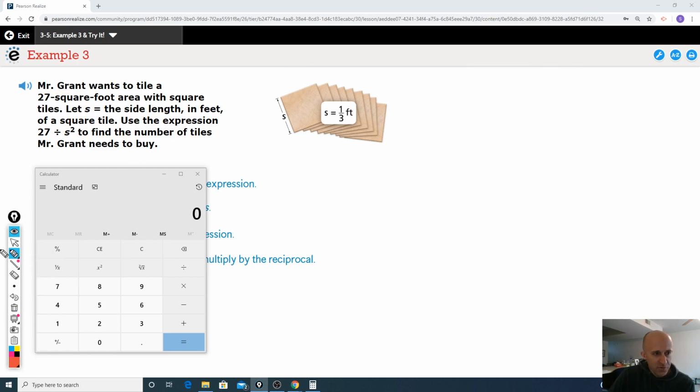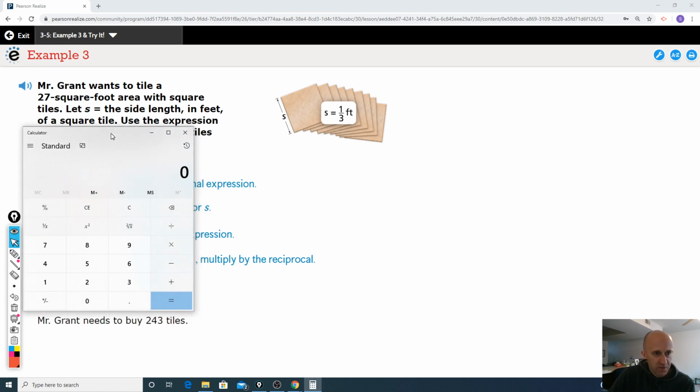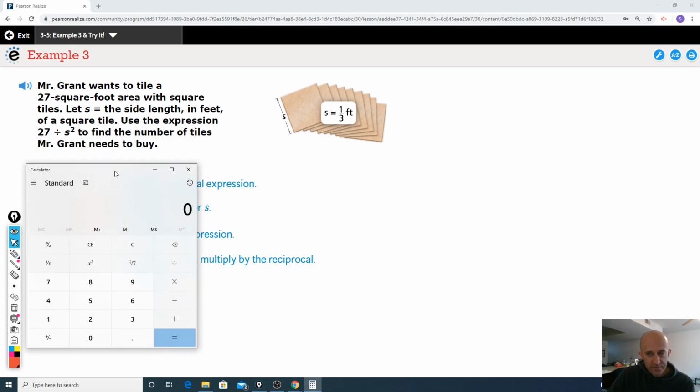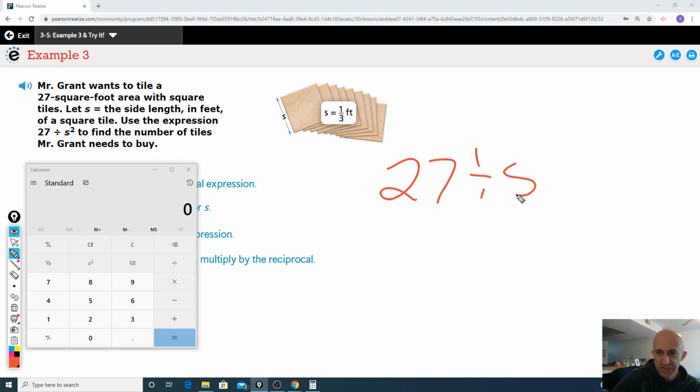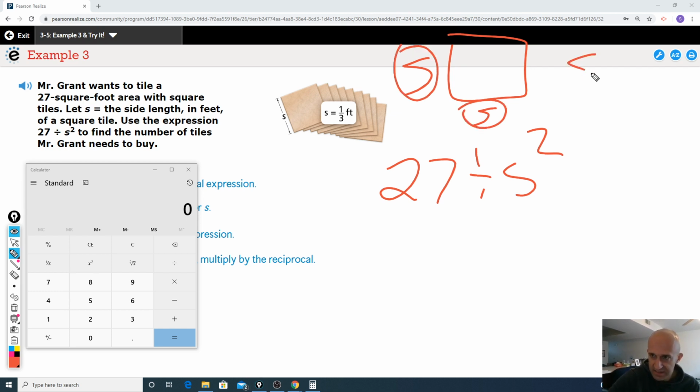Because if you did not know the expression they gave you here, you'd have to figure out, well, what am I doing? Am I doing multiplication, or division, or adding and subtracting, finding an expression? They actually give you the expression, which helps tremendously. So 27 divided by S squared. It's S squared because in a square, there are two side lengths that are S's, side length times side length, S times S. We talked about exponents yesterday. S times S is S squared.